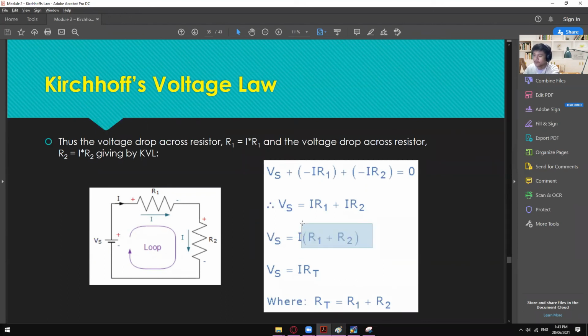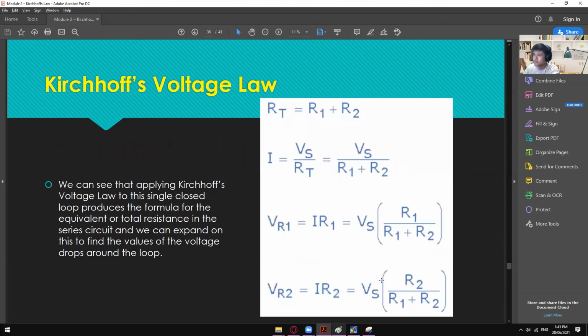After combining those R1 and R2, you will realize that it's actually the R total already. So you can also write I times R total, wherein R total is R1 plus R2. And in here, you can also use I is equal to V divided by R, so V divided by R total, which is R1 plus R2.